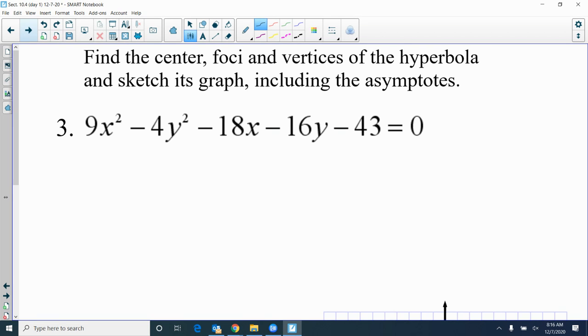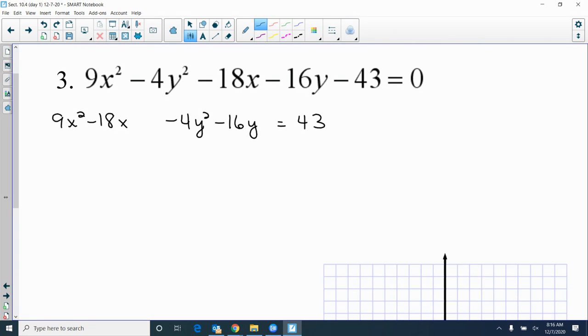So now for this one here, let's put the positive part first. So you're going to group the x's. So put 9x squared minus 18x minus 4y squared minus 16y equals 43. Move the 43 over to the other side. The minus 43 becomes positive 43.